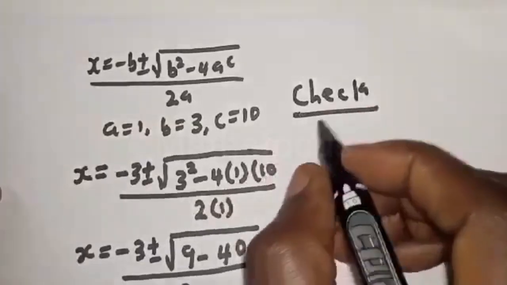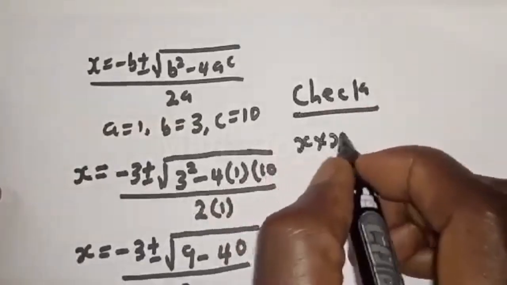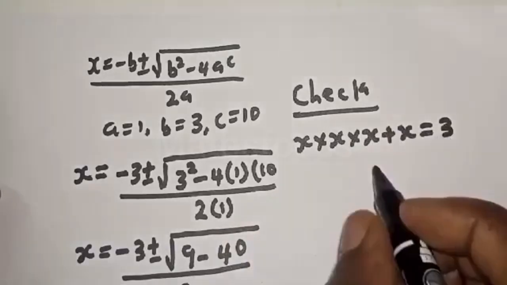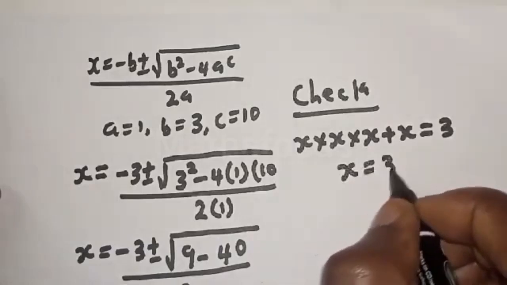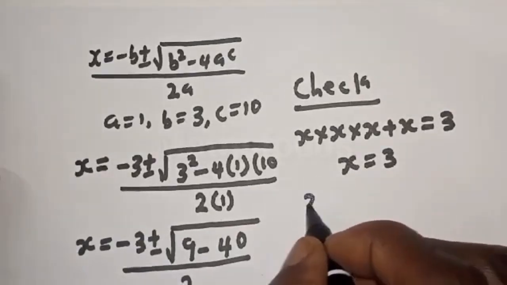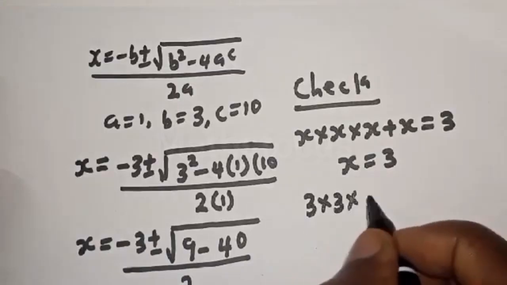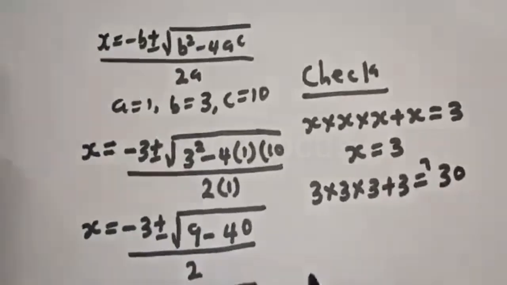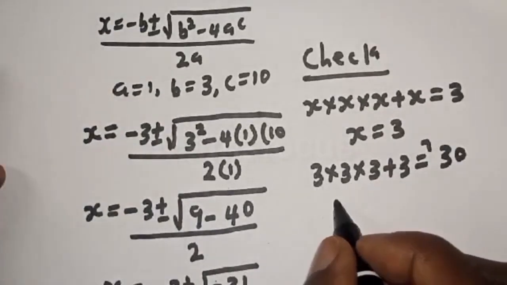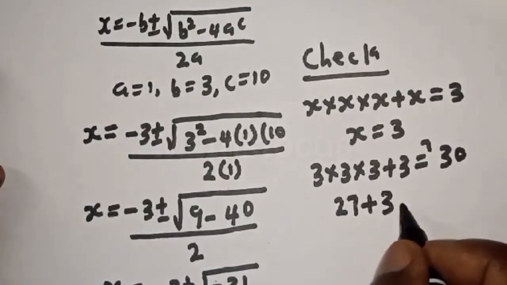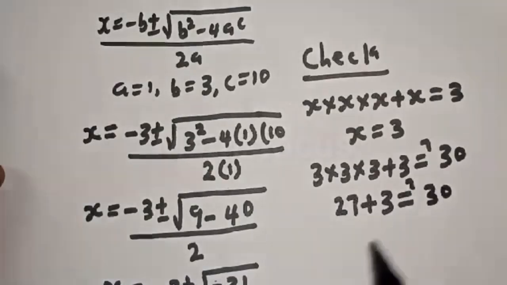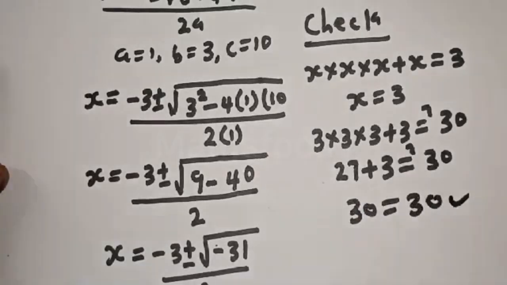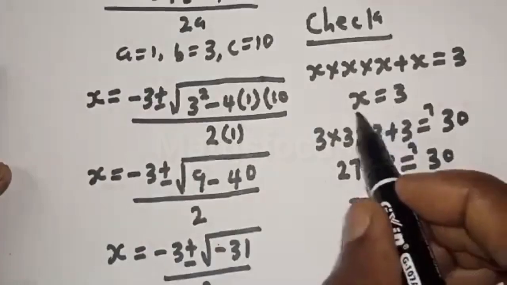Check. We have s multiplied by s multiplied by s plus s is equal to 30, where s is equal to 3. This is 3 multiplied by 3 multiplied by 3 plus 3 must be equal to 30. So this is 3 times 3, 9 times 3, 27, plus 3 must be equal to 30. Let's see, 27 plus 3 is 30, which is equal to 30, which satisfies the given equation at s is equal to 3.